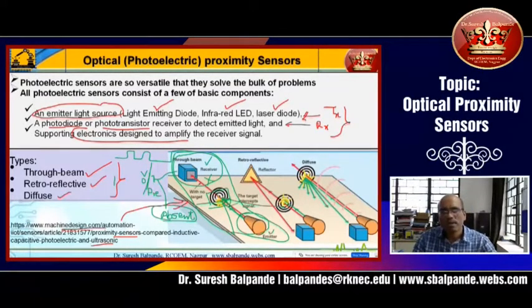Now here the drawback is we are having the separate emitter and separate receiver, and the proper alignment is very, very essential.